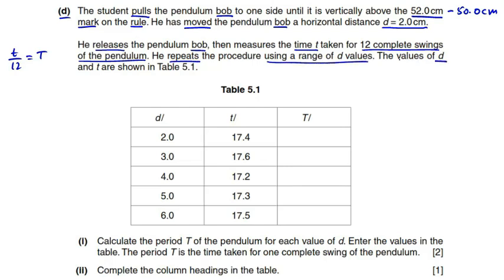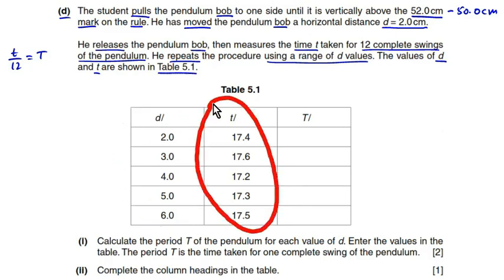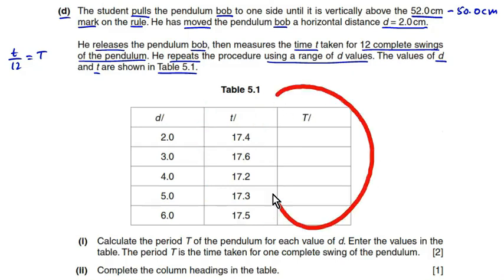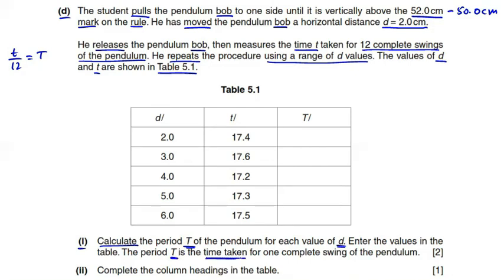The values of d and small t are shown in table 5.1. See students, these are the values of d and these are the corresponding values of small t. The third column, which is supposed to have corresponding values of period, capital T, is blank. Now D part 1 says, calculate the period capital T of the pendulum for each value of d. Enter the values in the table. The period capital T is the time taken for one complete swing of the pendulum.